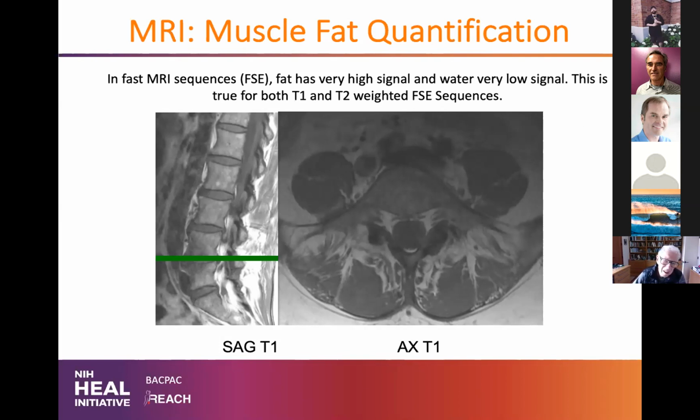And then, as I said, the muscle is always relatively dark in these fast spin echo sequences, and the fat is always relatively bright. That has to do with some diffusion effects and some J-coupling effects. But in fast spin echo sequences, muscle fat turns out to be very, very prominent unless you suppress it, of course.